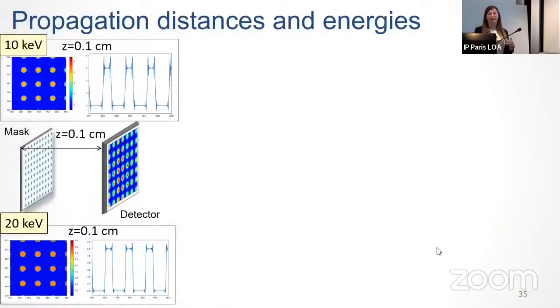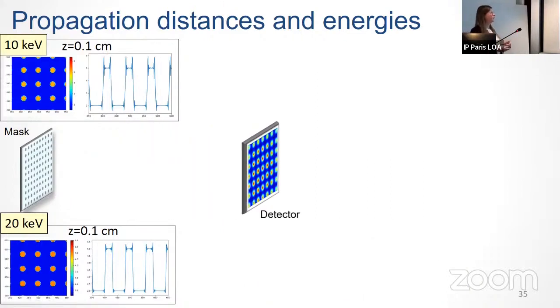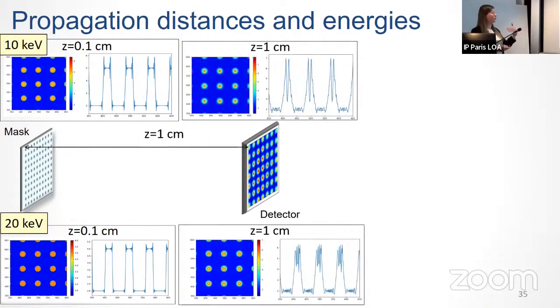Then we look at the effect of propagation between the Hartmann mask and the detector. We simulate several distances from the mask to the detector, and we look at two energies. The upper row is for 10 kV, and the lower row is at 20 kV. Then we move the detector 1 centimeter. We look at how the diffraction pattern of the holes was changing due to the propagation after the mask.